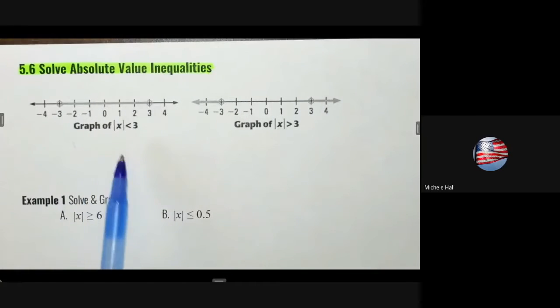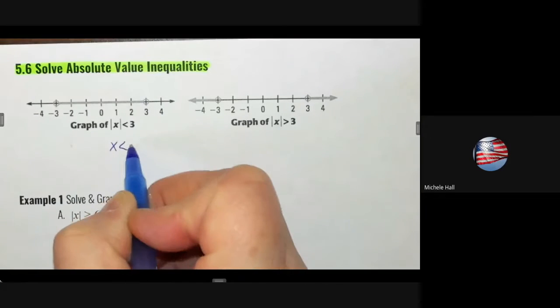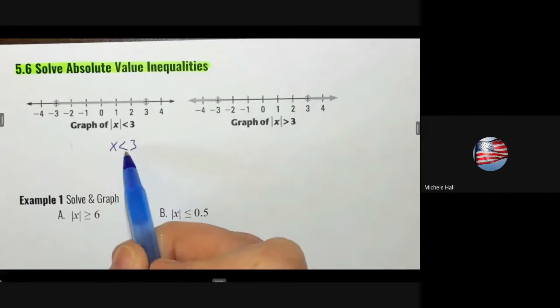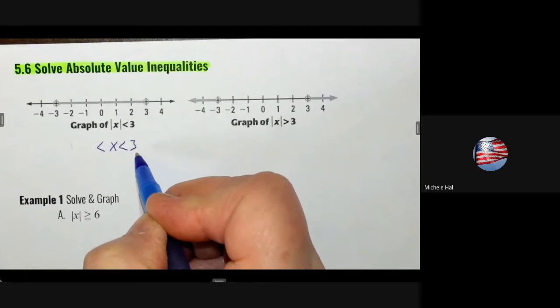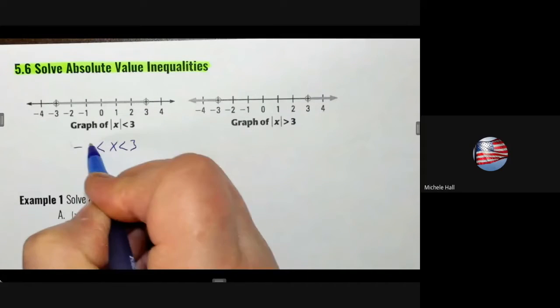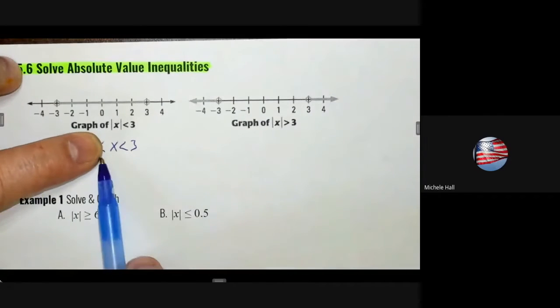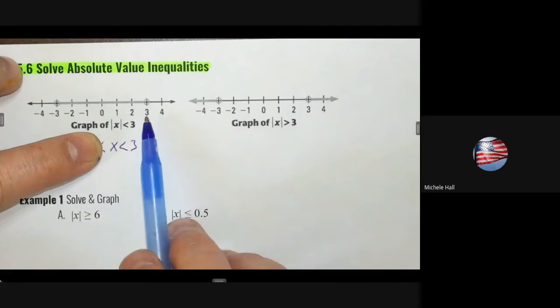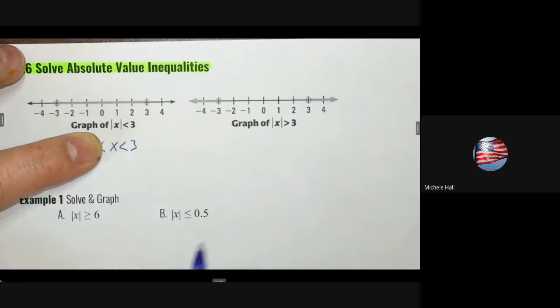5.6, solve absolute value inequalities. To see how this graph works for the absolute value is less than 3, you would write down x is less than 3, and then you would take the same sign and slide it over here and put the opposite of the number. So the opposite of 3 is -3. We can see that it says that x is less than 3. Here's 3. It's an open circle and it's going in the smaller less than direction.